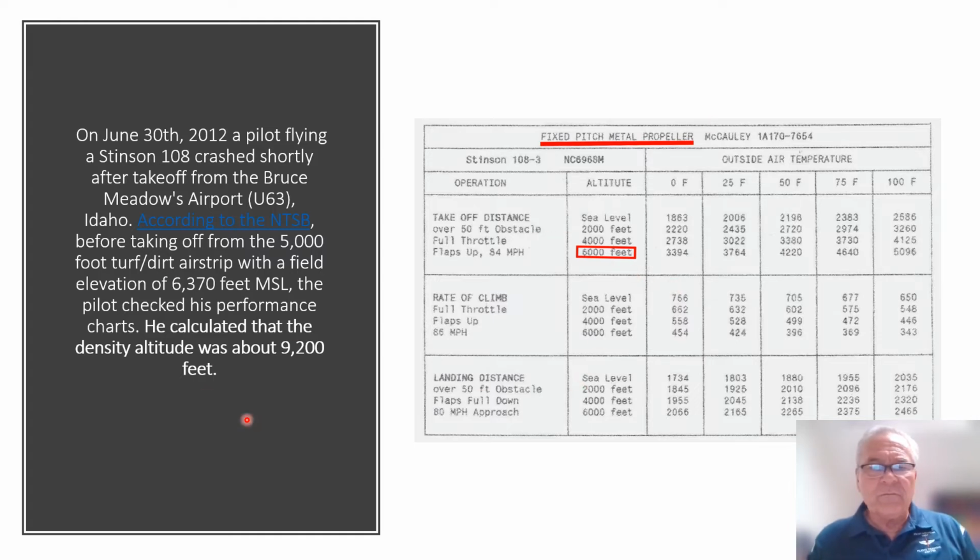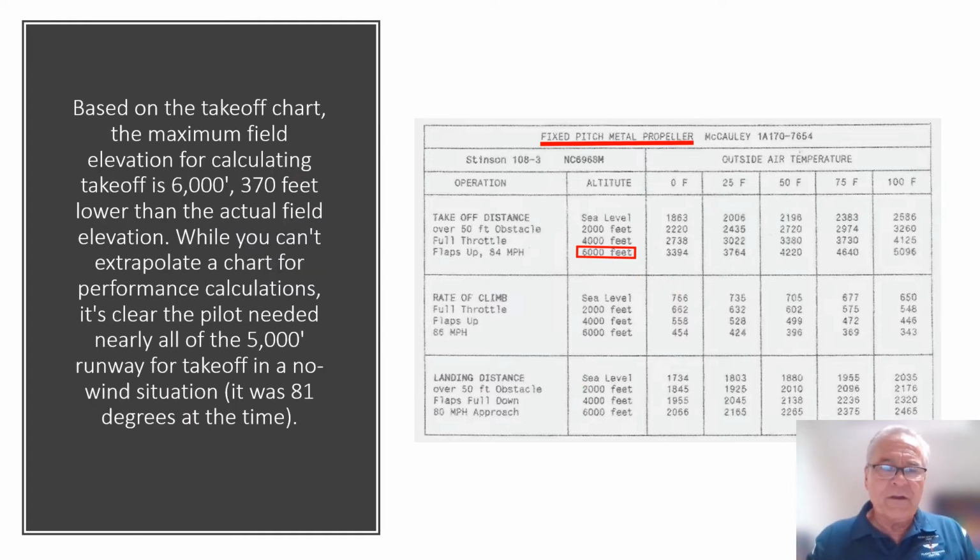Okay, I'm going to use the same chart, and we're just going to go through here. Based on the takeoff chart here, the maximum field elevation for calculating takeoff is 6,000 feet. That's 370 lower than the actual field elevation. So while you're not supposed to extrapolate a chart for performance calculations, it's clear the pilot needed all of the 5,000-foot runway for takeoff in a no-wind situation, since it was 81 degrees at the time. So that's pushing it. 3 people in the plane.